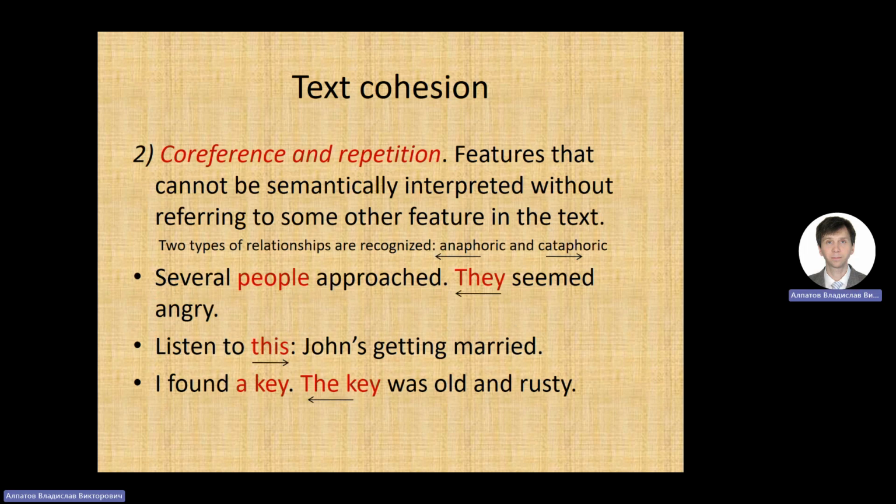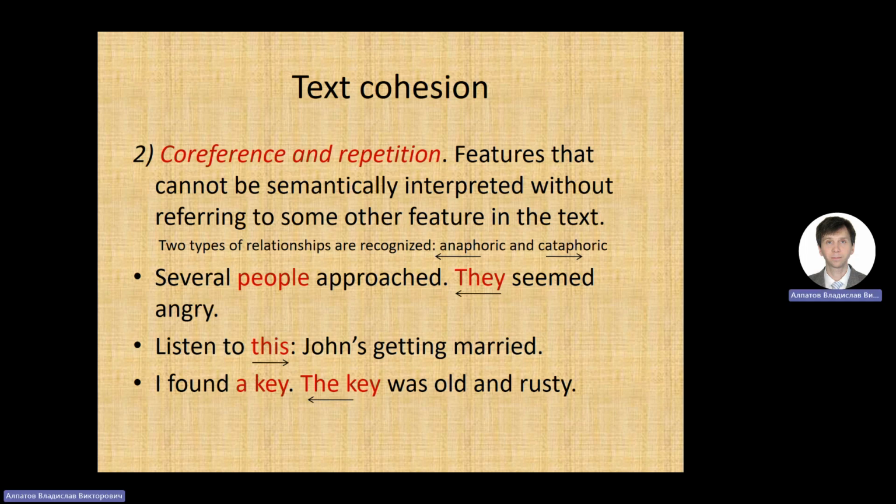Second one, co-reference and repetition. Co-reference is a difficult term which means соотнесенность. Features that cannot be semantically interpreted without referring to some other feature in the text. Most often, this is about pronouns, because they refer to the same thing as some of the previous nouns.